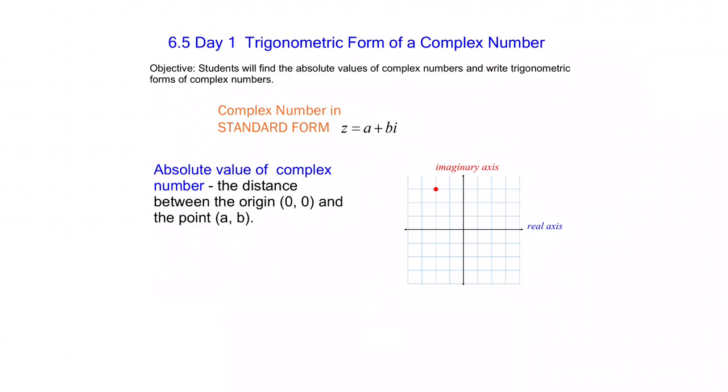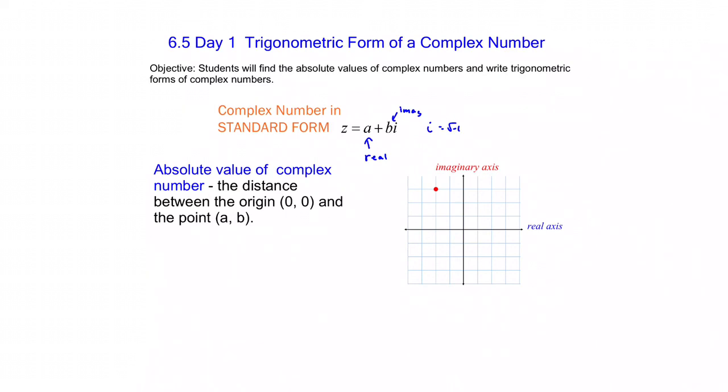So first, just to start off and go back to knowing what a complex number is, a complex number in standard form is a plus bi, where the a value represents the real part of the complex number, and the b is the imaginary part. And as a reminder, i is equal to the square root of -1. So the absolute value of a complex number is the distance between the origin and the point a comma b.